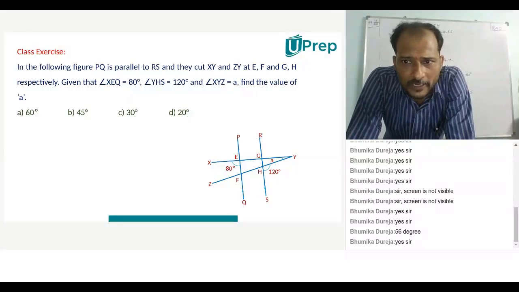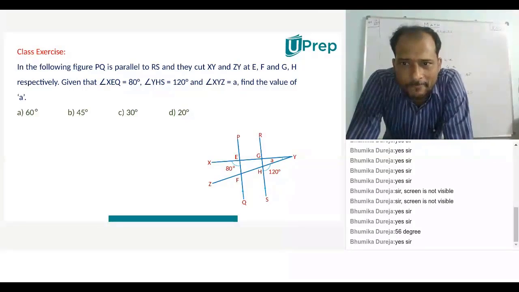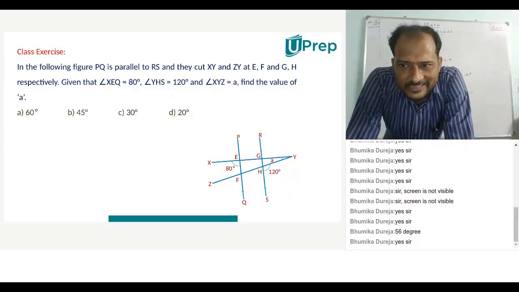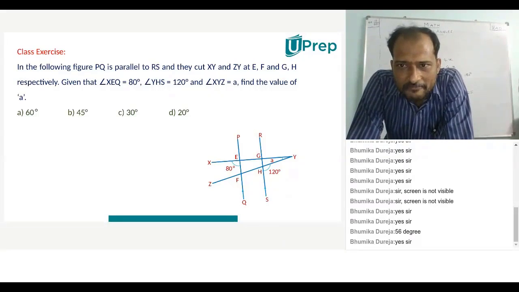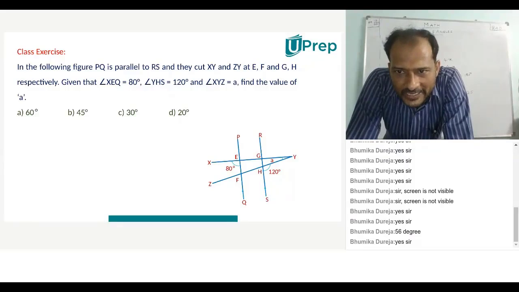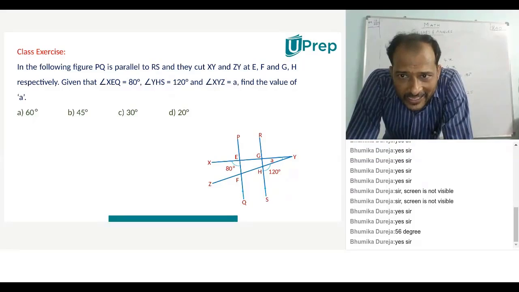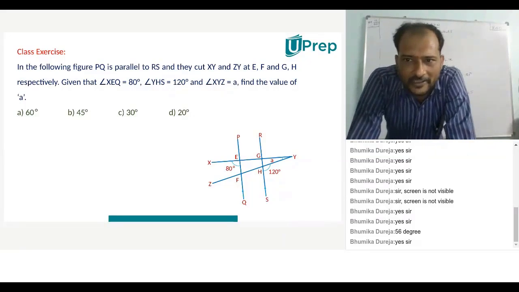In the following figure, PQ is parallel to RS and they cut XY and ZY at the points E, F and G, H respectively. Angle XEQ is equal to 80 degrees. Angle YHS is equal to 120 degrees. Angle XYZ is equal to A. Find the value of A. Can you please try that?